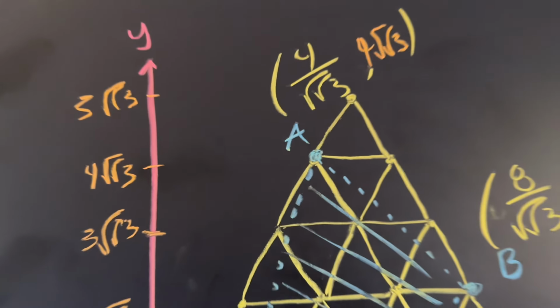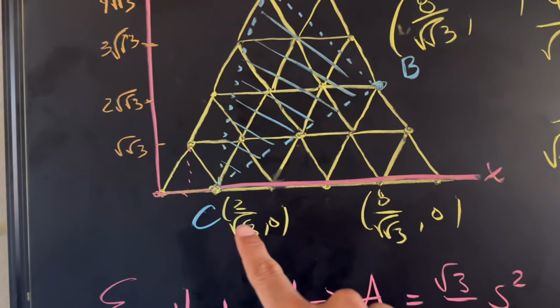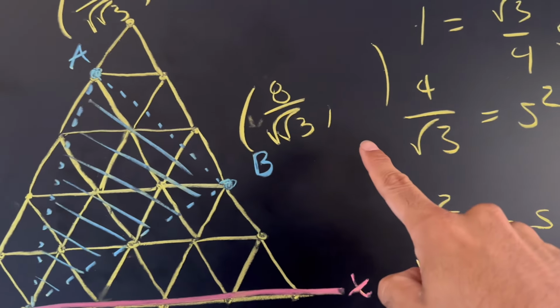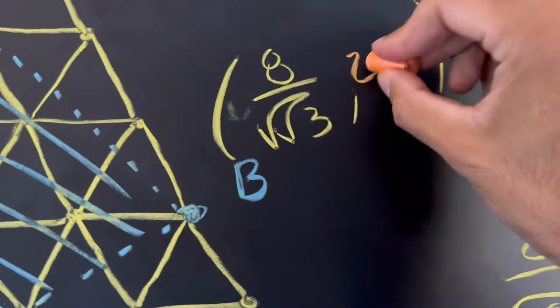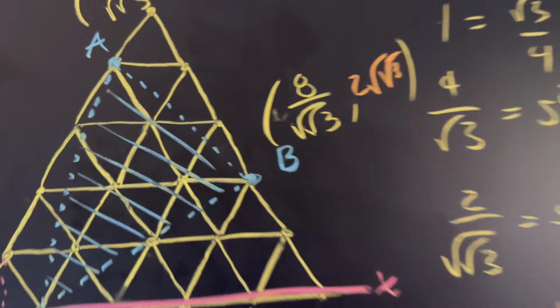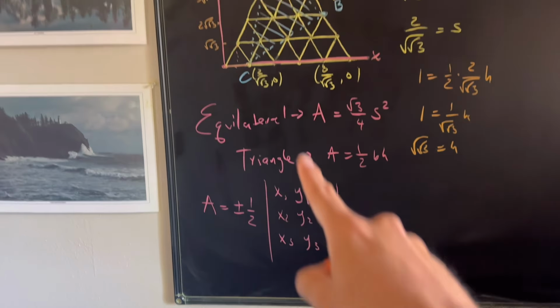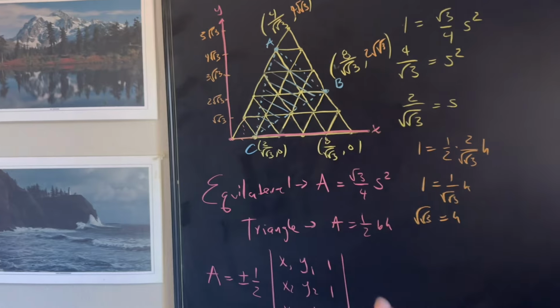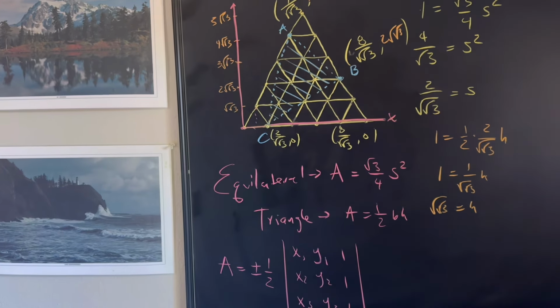Now, again, don't be intimidated by these radicals. It's going to cancel out at the end. Well, we have the C value already, which is nice. Our B value has a y coordinate of 2 square root 3, and now we can go ahead and utilize this equation right here. Our x1 and y1 will be the coordinate for A, and then we have our x2, y2 for B, and then our x3, y3 for C.